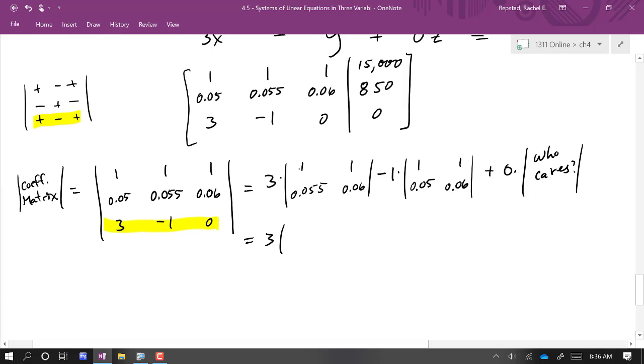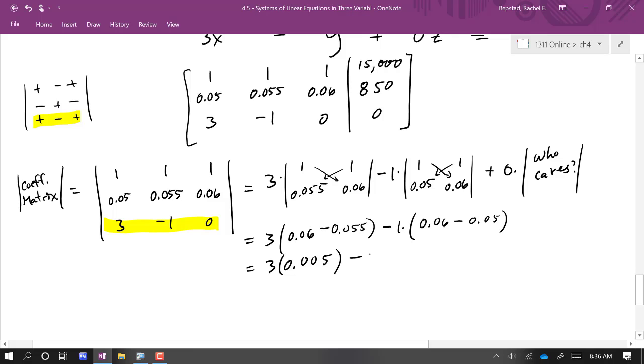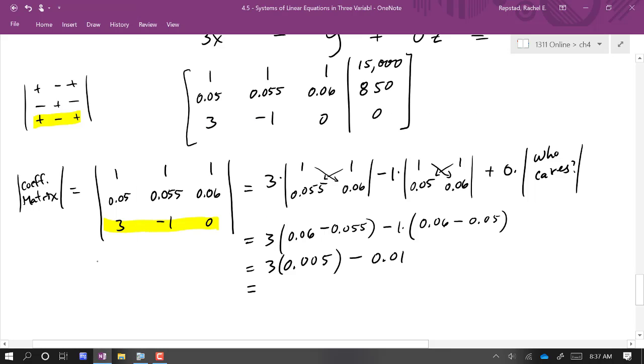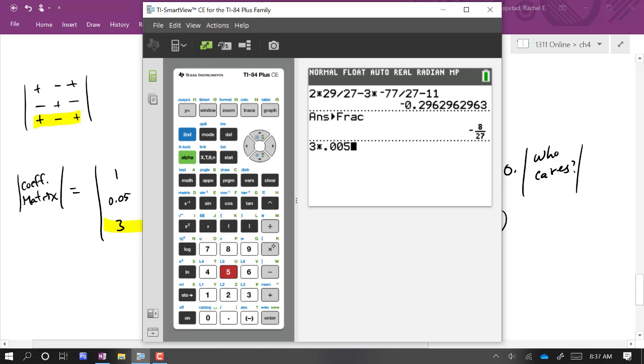Alright, so let's find this determinant. Let's see, 1 times 0.06, 1 times 0.055, 1 times 0.06, 1 times 0.05, and that's 0.005 minus 0.01. We get 0.005.